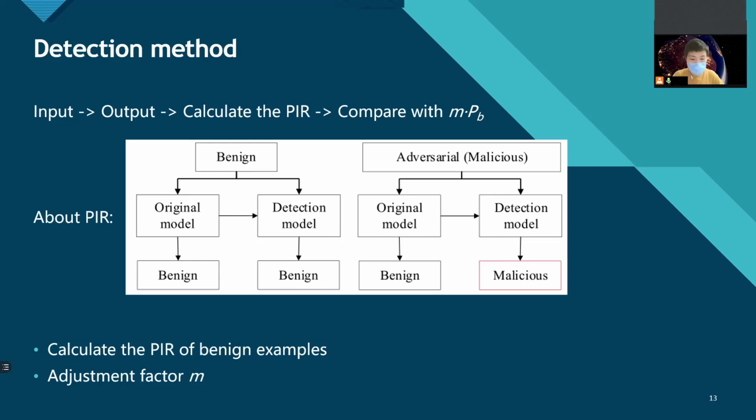2 points need to be noted. The first is that the PIR calculation module needs to support the calculation of benign examples. And the second is to set the adjustment factor of the threshold.